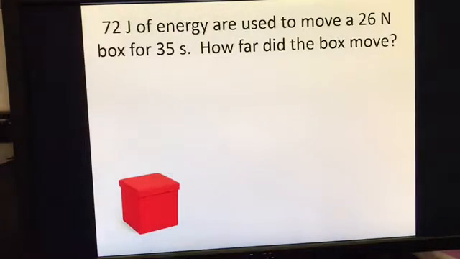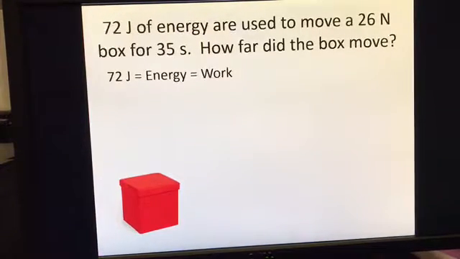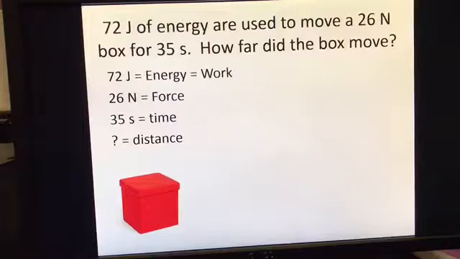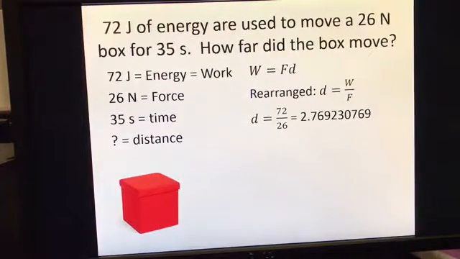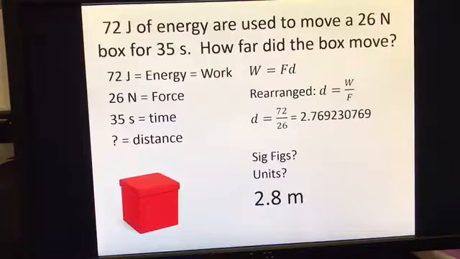Okay, here we go. Problem solving process. 72 joules of energy. Remember, energy is work. 26 newtons, 35 seconds: force and time. Distance is the question. Work is force times distance. Rearrange that formula to solve for distance: work over force. Plug in your numbers. What are your sig figs? How many sig figs? Two significant figures. Units: solving for distance, meters. 2.8 meters it is.